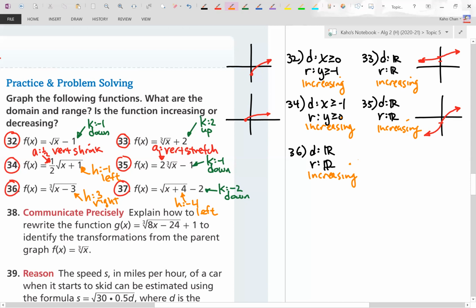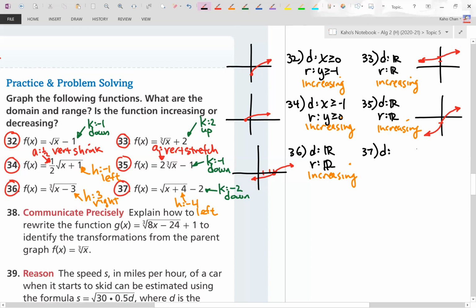Ooh, not as bad as the last section. Last section was pretty much horrendous there. Number 36 is definitely shifting to the right. 1, 2, 3. So it looks like this. Okay, nice. 37. Finally. Ooh.